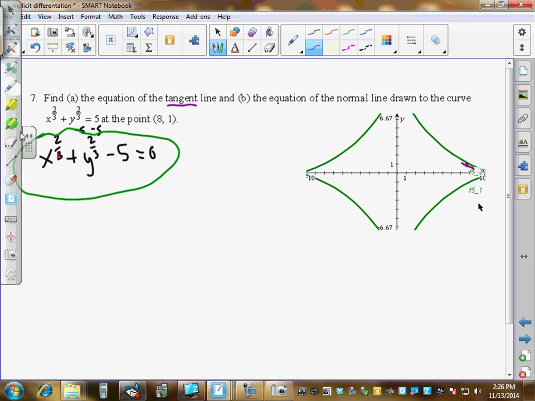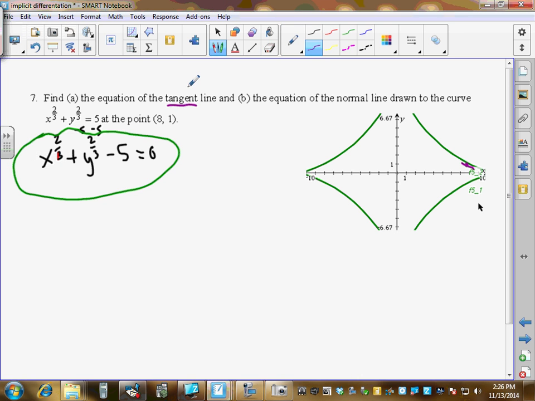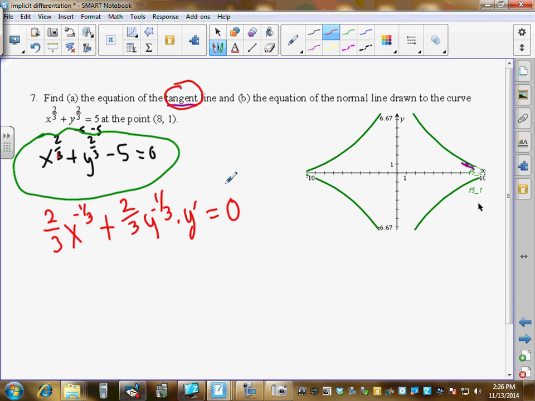Okay, so let's go ahead and do the work now. Anytime they say a tangent line, we know automatically to go ahead and take the derivative. So let's take the derivative of the function. It'll be 2/3 x^(-1/3) plus 2/3 y^(-1/3) times y', since we're doing implicit for y, equal to, and the derivative of 5 is 0. We need to solve this for y'.